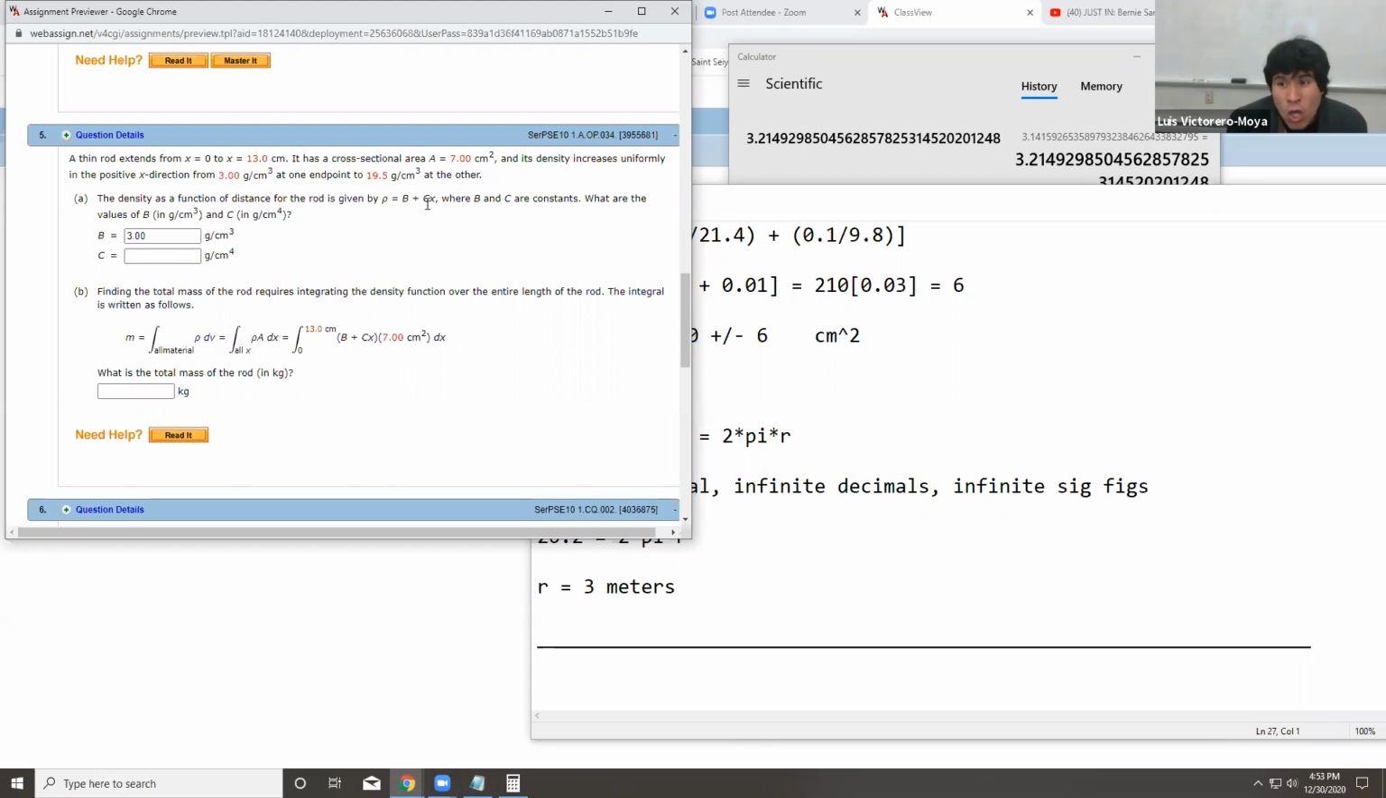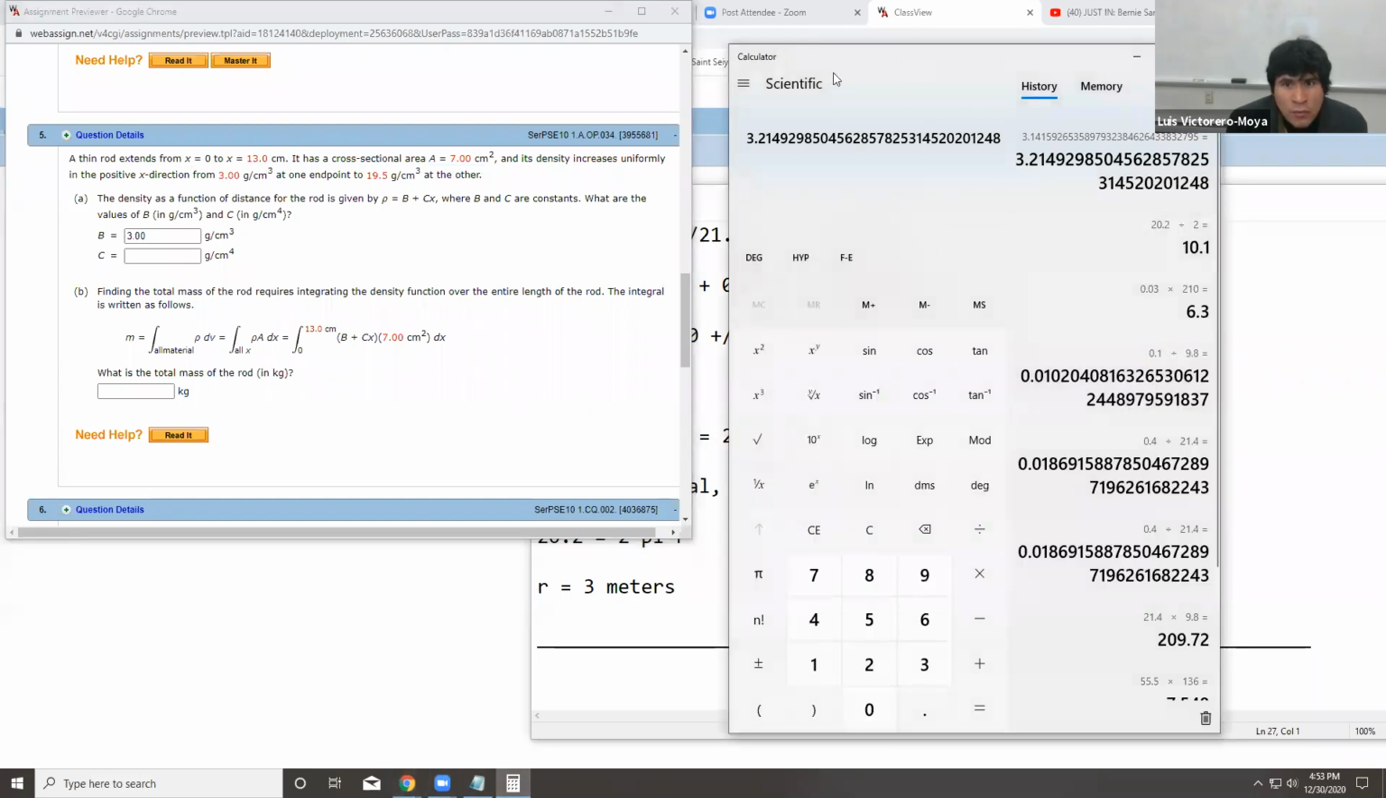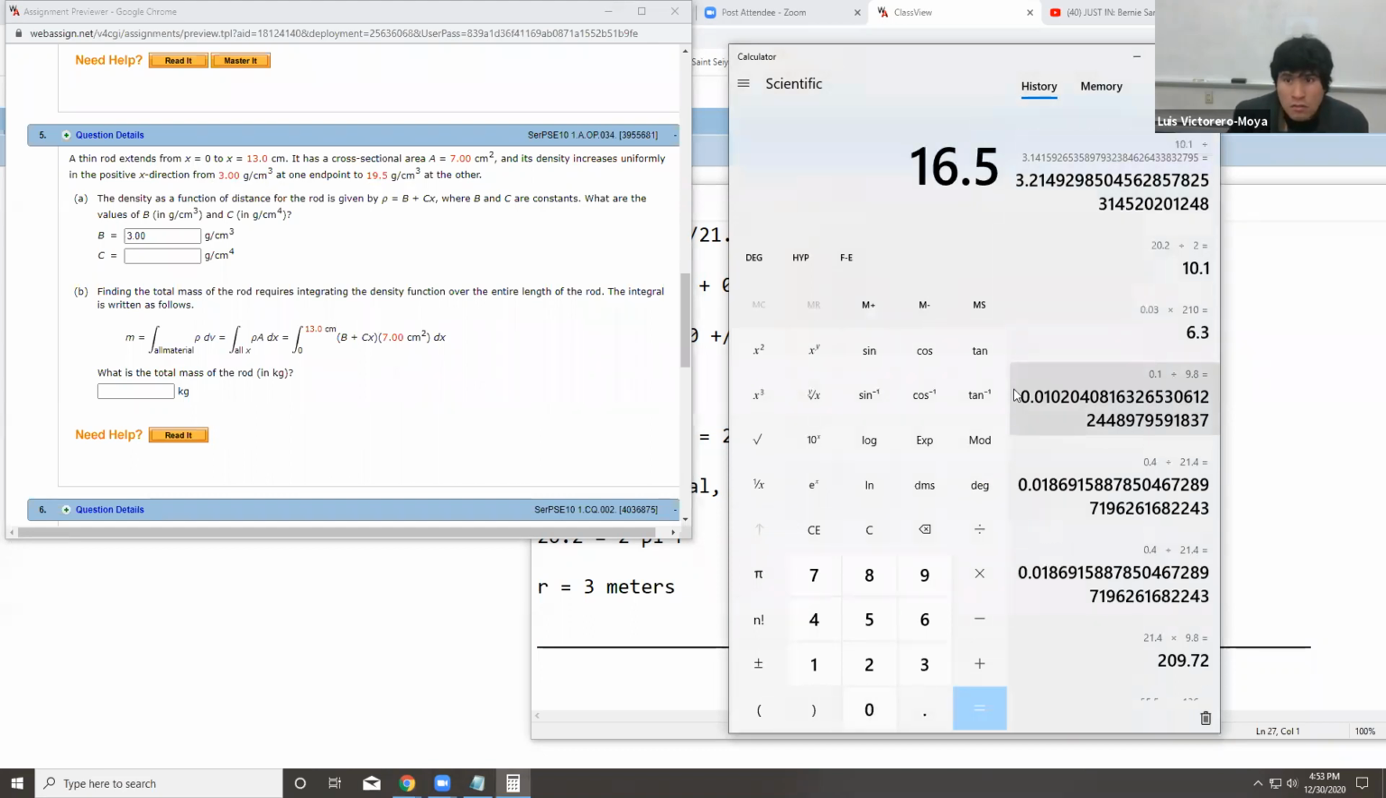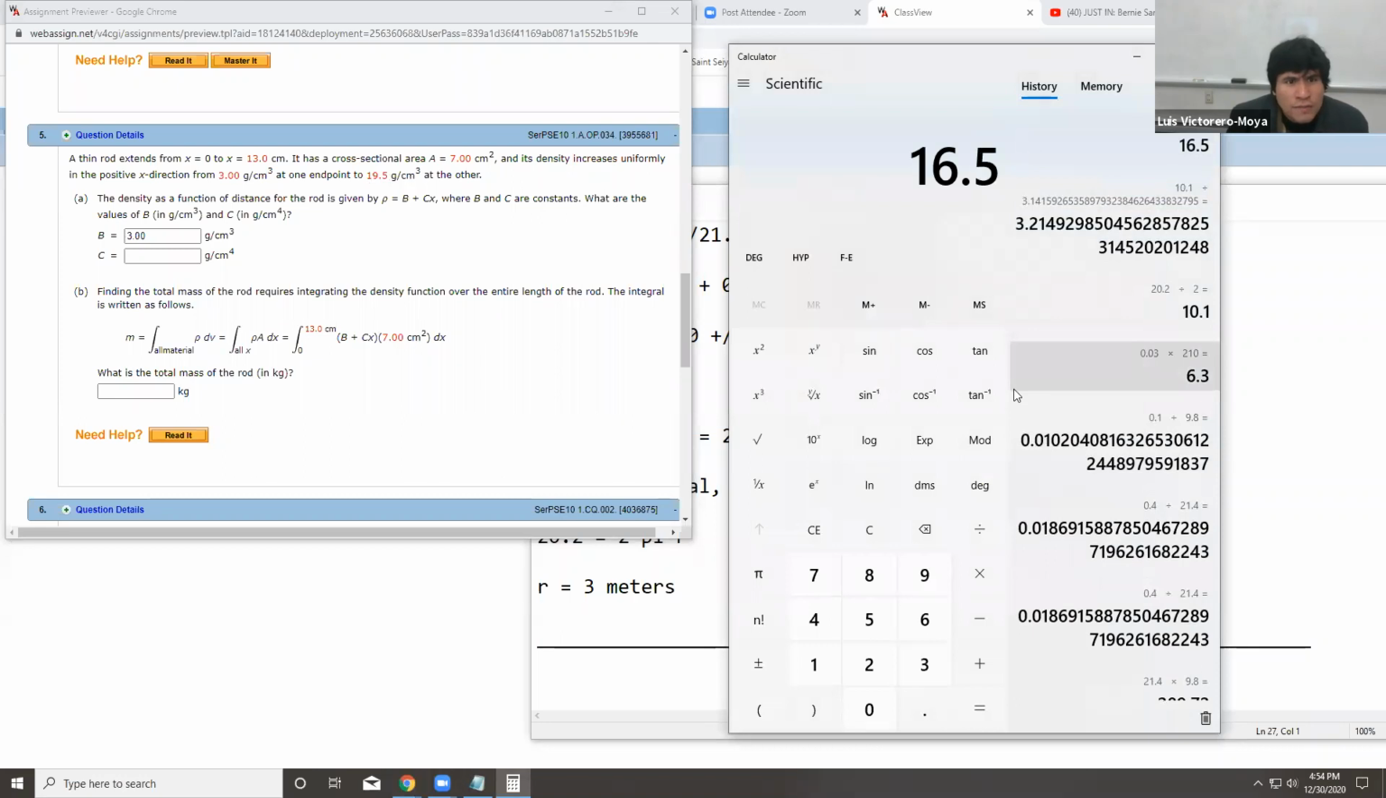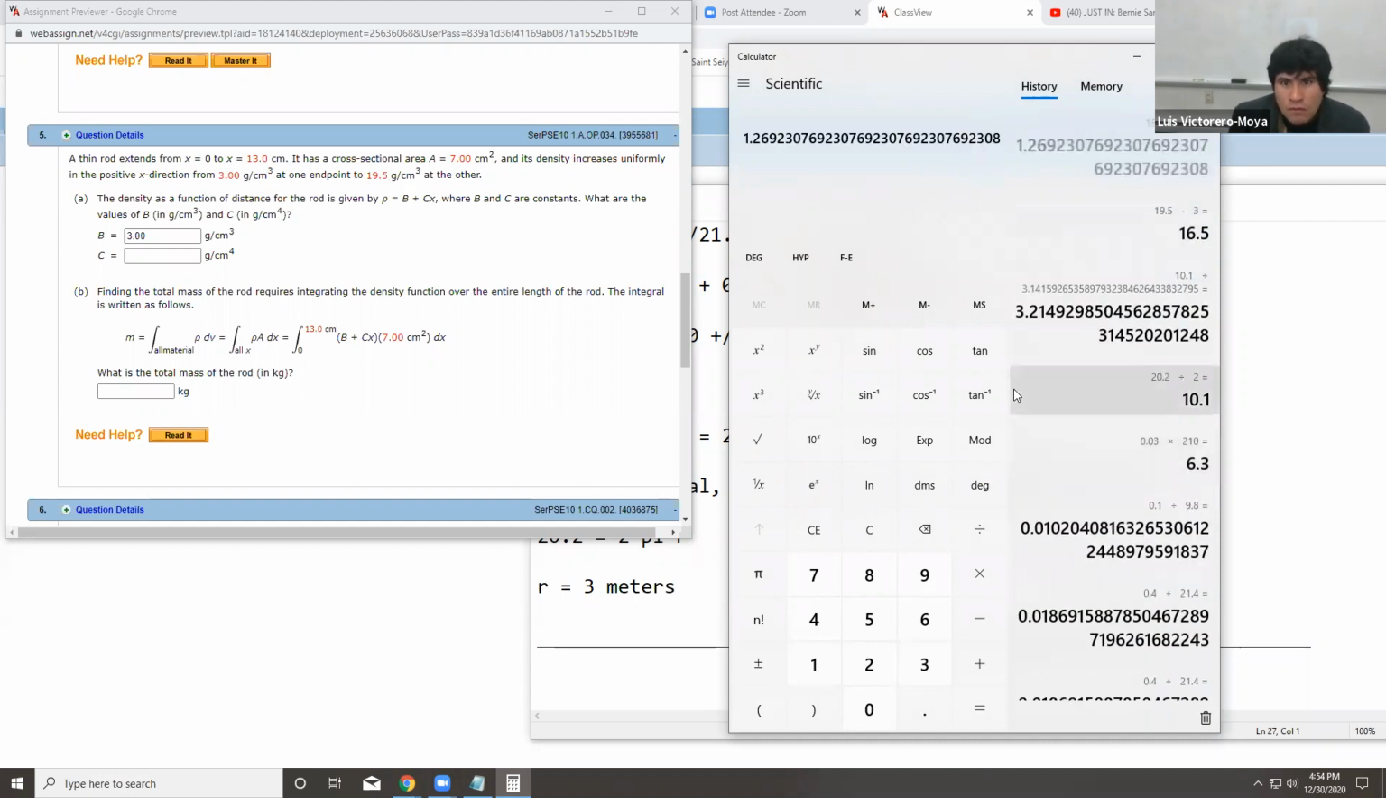How do I find c? C is the slope. Remember that this is your y values, this will be your x values, obviously. So be careful with the sig figs as well. 19.5 minus 3.00, you need to have only one decimal place. That's fine, very good. Divided by 13. 3 sig figs, 3 sig figs, 1.27. So that will be my value of c.